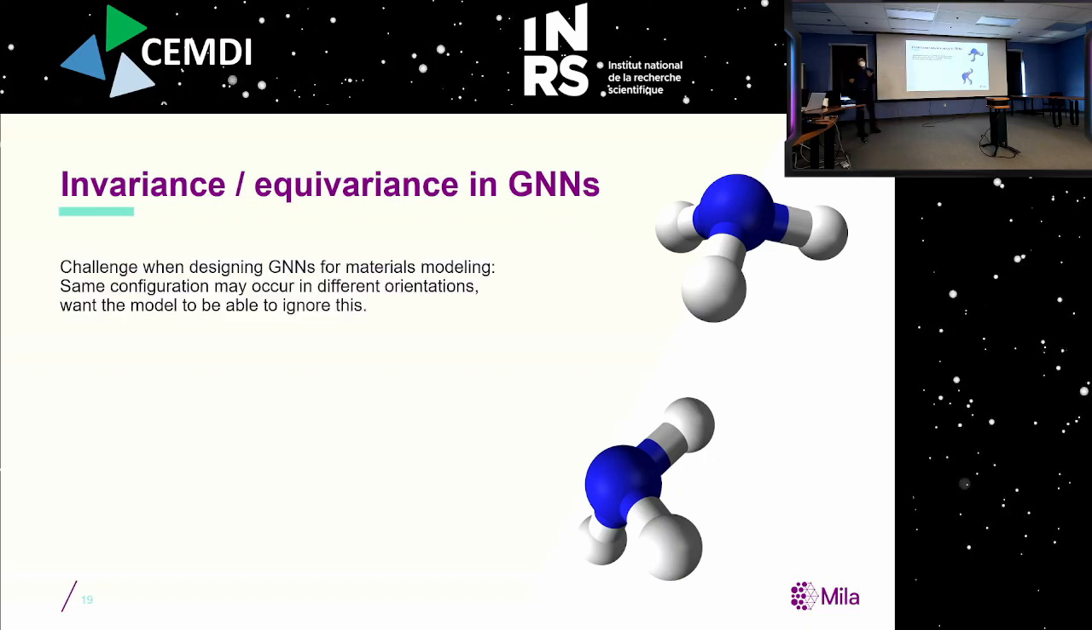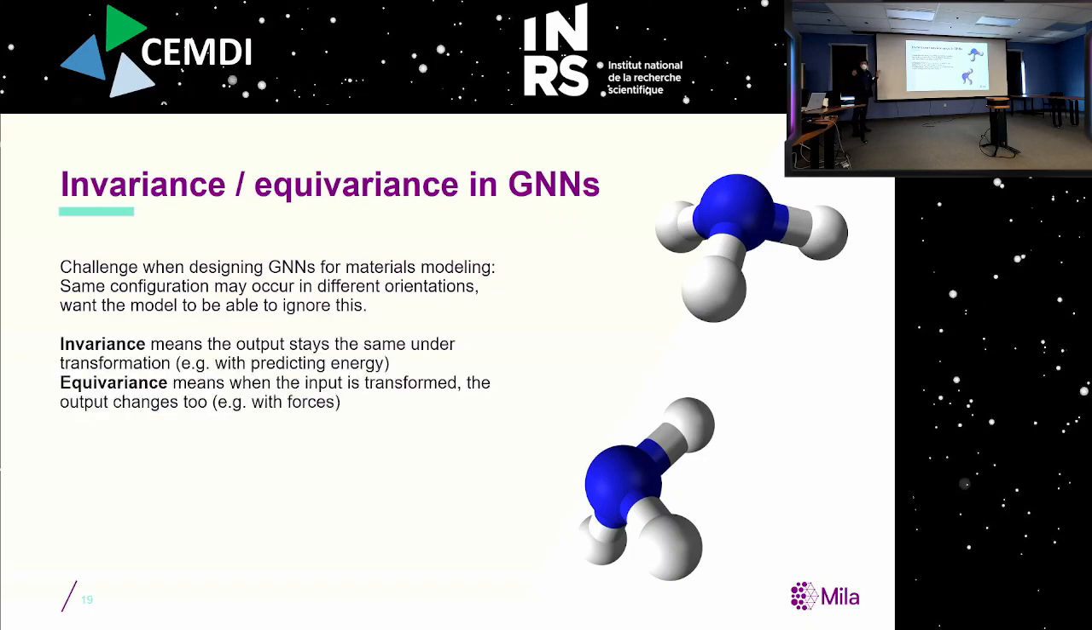It's a challenge when designing GNNs for materials that the same configuration might occur in different orientations, right? Take the same configuration of atoms, turn it around, shift it around. It's the same thing, right? We should be able to build in that the model shouldn't care about orientation, essentially. So what does it mean to not care?